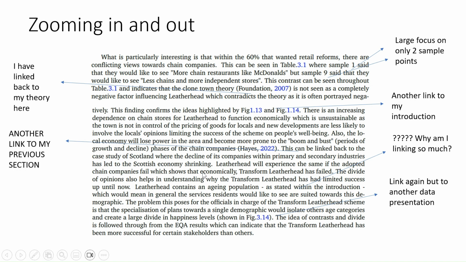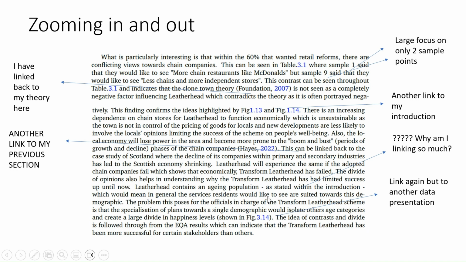I talked about how, because there are exuding similarities with my comparative study, perhaps Leatherhead will experience the same if the adopted chain companies fail. I talked about an over-dependence on chain companies, and this will lead to a decline in the economy, just like Scotland's did post World War I or World War II, I forgot. And yeah, I'm linking again. Honestly, guys, as stated within the introduction, look at the language I'm using. I'm always referencing some form of previous section, and you just gotta keep on linking, guys, please.